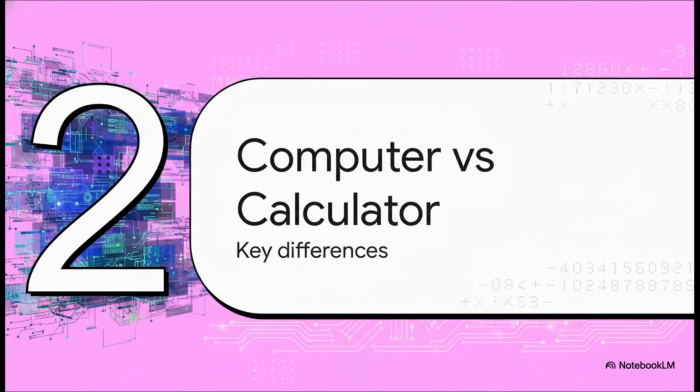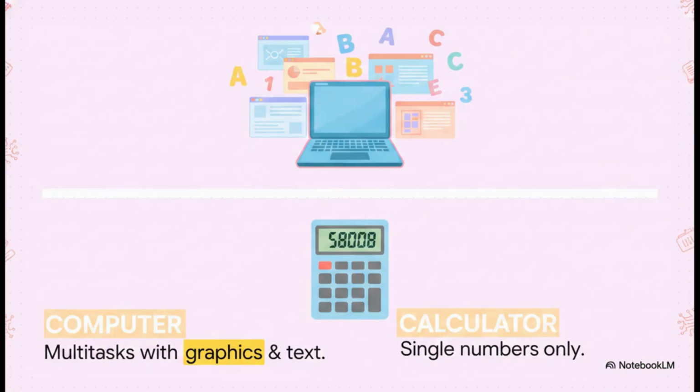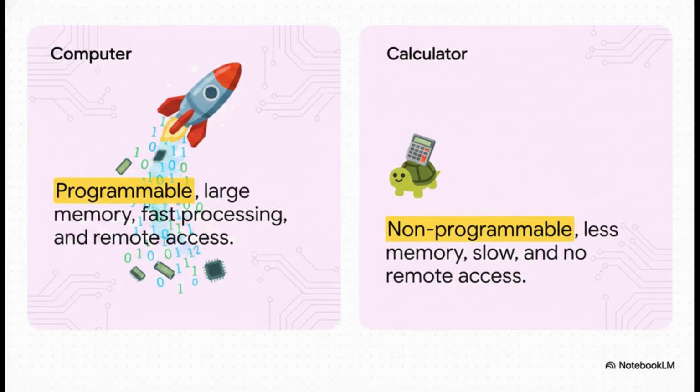Moving on to Section 2, computers versus calculators. What's super interesting here is how this comparison perfectly highlights why a computer is just so much more powerful than a standard calculator. I mean, they both do calculations, but they are playing in entirely different leagues. Think about it. A standard calculator is strictly limited to crunching numbers and showing you one single result at a time. A computer, though, effortlessly juggles numbers and alphabets, displaying multiple complex results, windows, and graphics all at the exact same time.